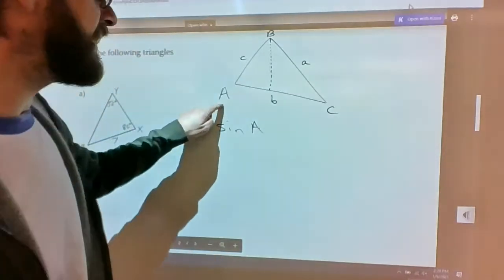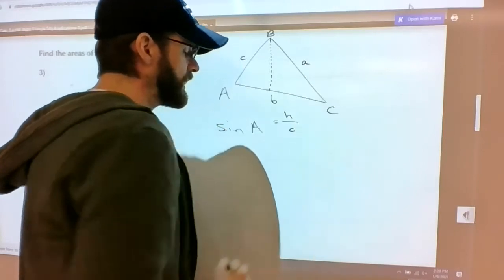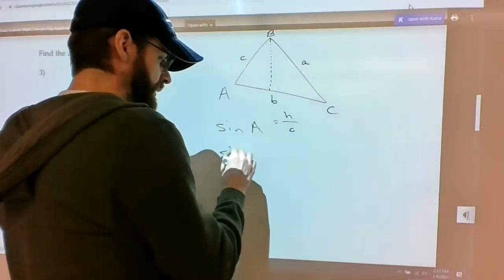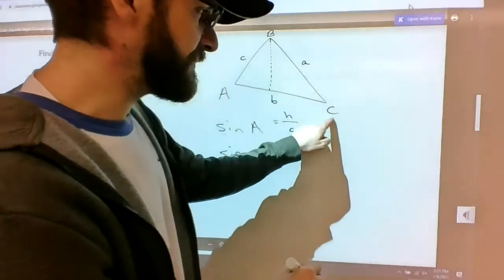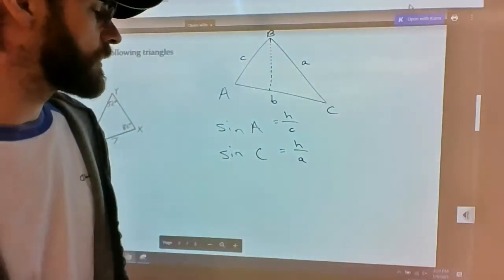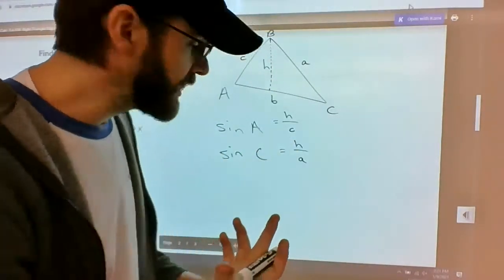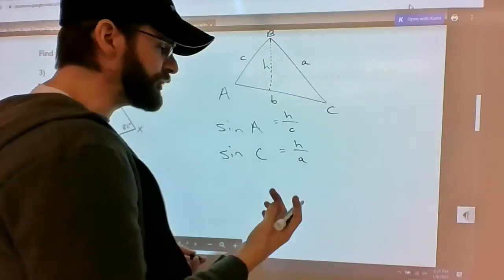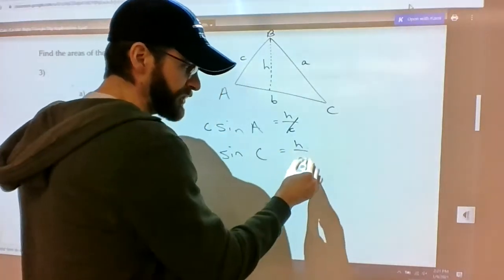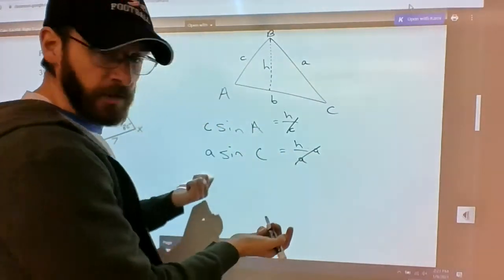Well, that gives us the sine of A is going to be the height divided by C. And the reason why I'm even putting this up here is because we have a very similar equation on the other side. The sine of C is equal to H over A. The reason why this is significant is because we can multiply both sides of this equation by C, multiply both sides of this equation by A, and now they both equal H, which means they equal each other.